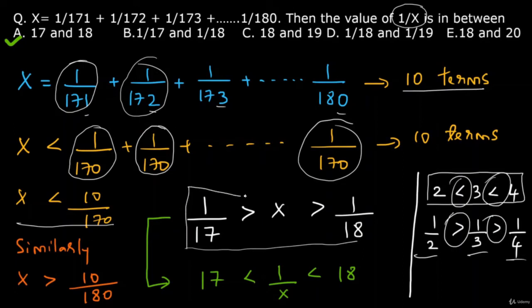Similarly, over here in this expression, if we take throughout the reciprocals, over here we get 17, over here we get 1 by x, and over here we get 18. Now these signs have to be reversed. So 17 less than 1 by x less than 18, and therefore the correct answer is option A. That is 1 by x lies between 17 and 18.